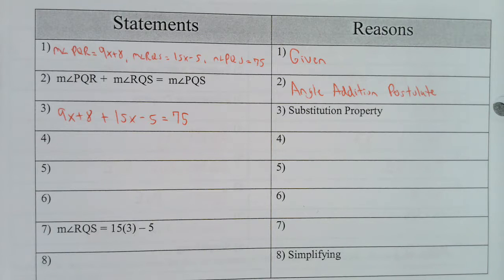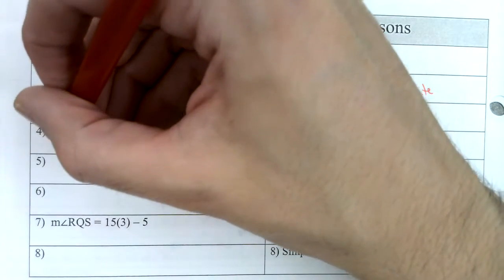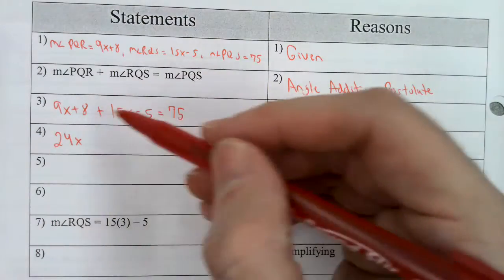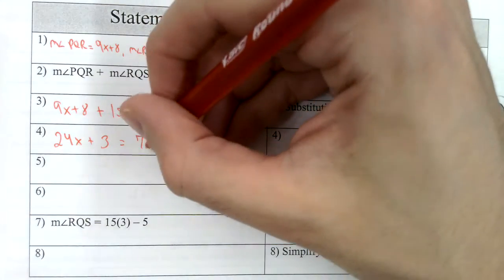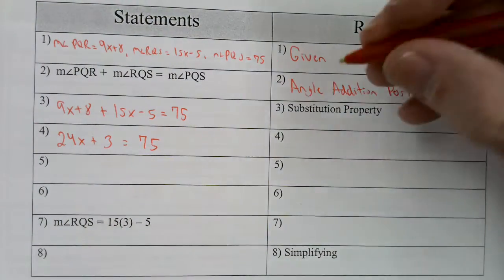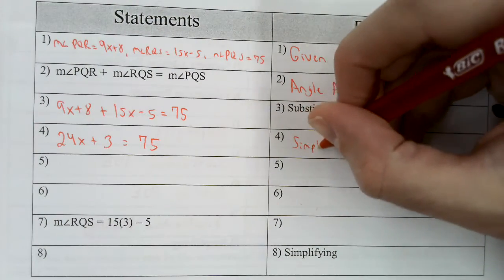Now we're trying to solve for x, so I'm going to combine like terms. I'll combine the 9x and the 15x to get 24x. I'll combine the 8 and the negative 5 to get plus 3. That's going to equal 75. And whenever you combine like terms, it's called simplifying.